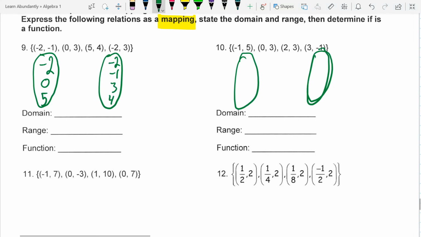And then we can go ahead and map them by going one by one. And then we watch out for cases where x's repeat but go to different y's. And so this one would be a no. I still want you to list the domain and range in the curly braces, just like we did for number 1 up the top. Okay?